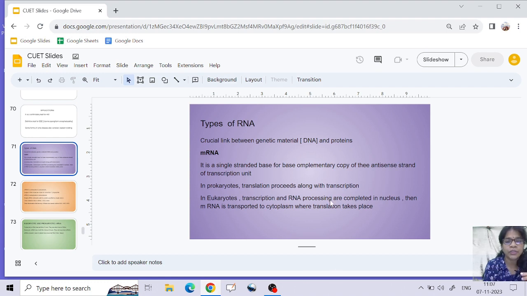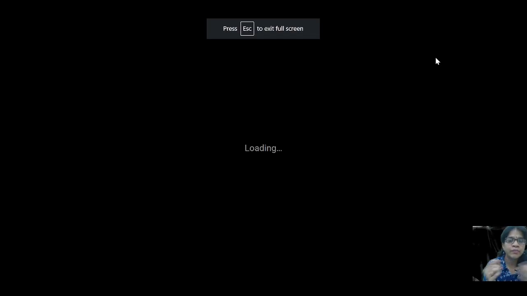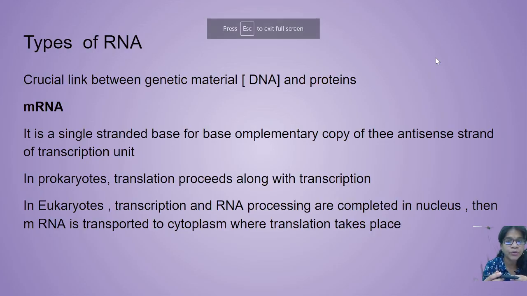Today I want to concentrate on the types of RNA, because after some classes, I might start discussing the protein synthesis that happens in the cell. Before that, we have to have a clear idea about transcription and translation. For that, we should have a clear idea about RNA, and what the types of RNA are, right?